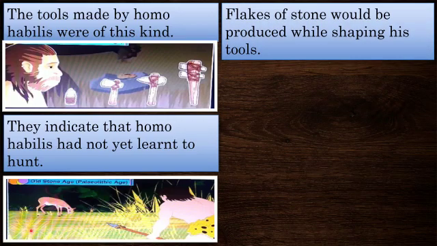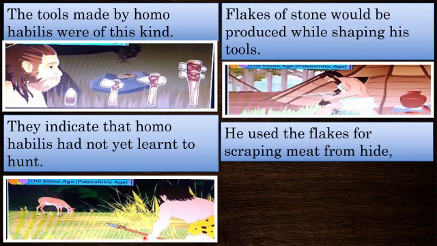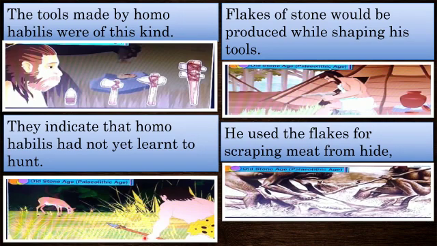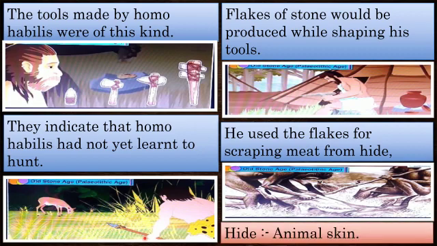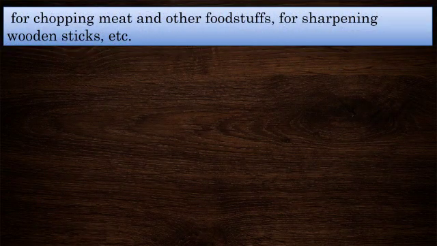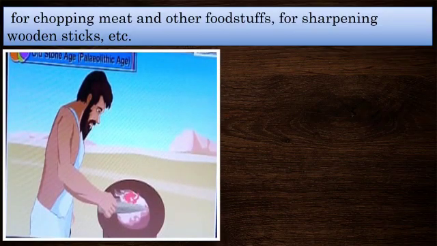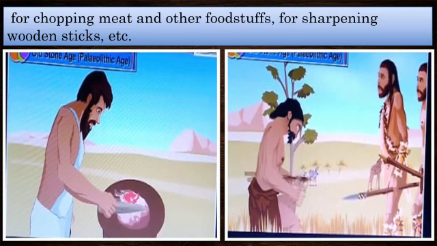Flakes of stone would be produced while shaping his tools. He used the flakes for scraping meat from the hide. Hide means animal skin. So, my dear students, flakes of stone were also used for chopping meat and other foodstuffs, and also for sharpening wooden sticks.